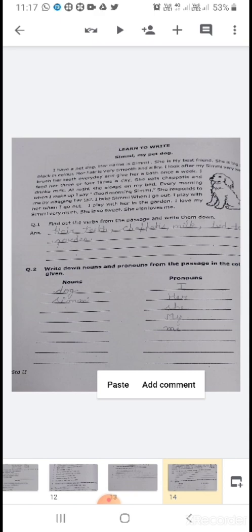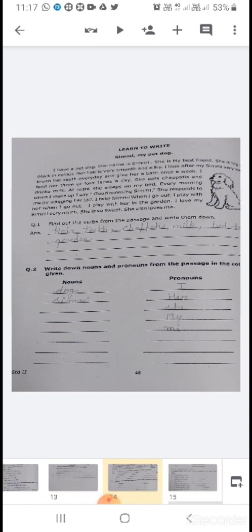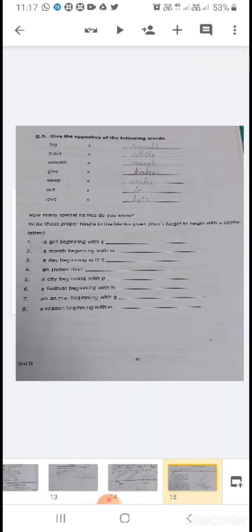Now see the next. Third question which is related to this paragraph is, give the opposites of the following words. You just have to give the opposites of these following words. So the first is big. Opposite of big is small. Second is black. Opposite of black is white.